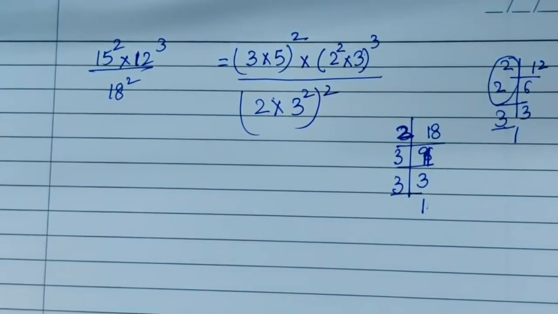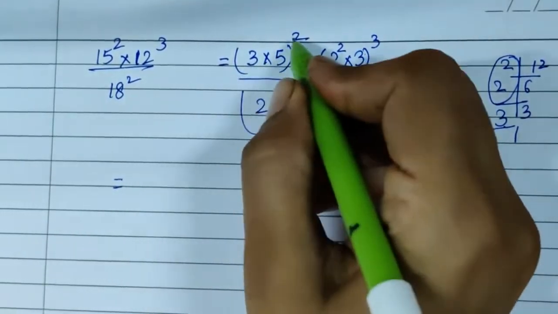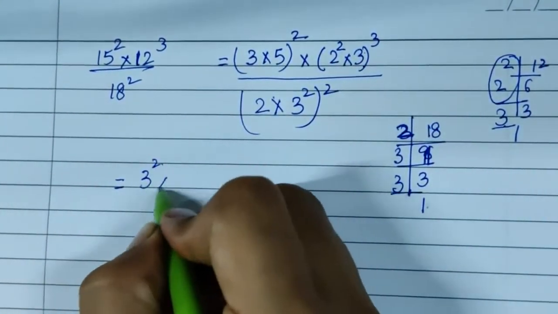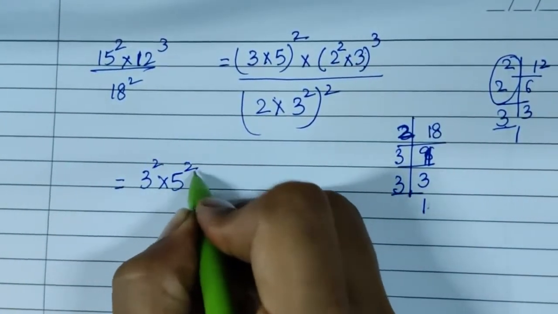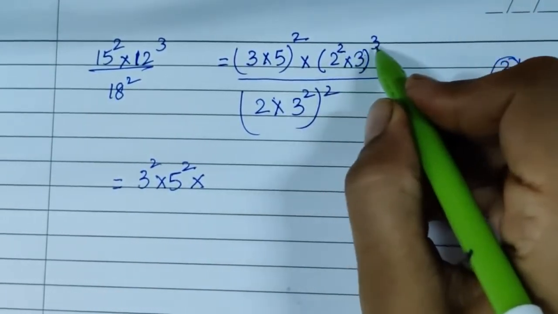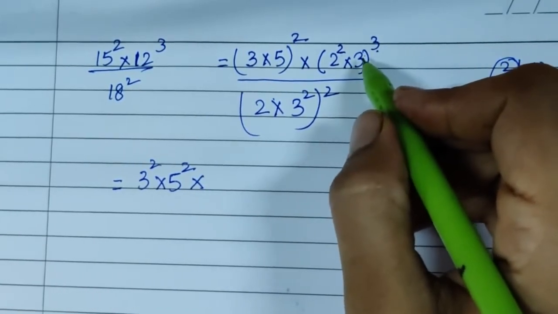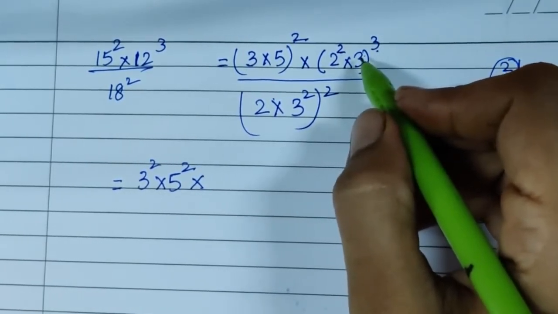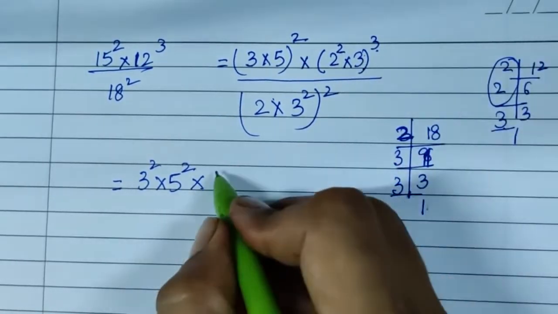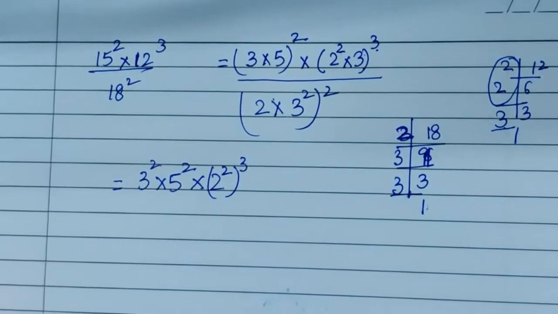Now only we have to open the bracket. See how? 3 raised to power 2 multiply 5 raised to power 2, then 2 raised to power 2 and there is one more power. And we have already discussed when there are multiple powers, we multiply the powers. See, first of all you can write it like this. In the next step we will open it.